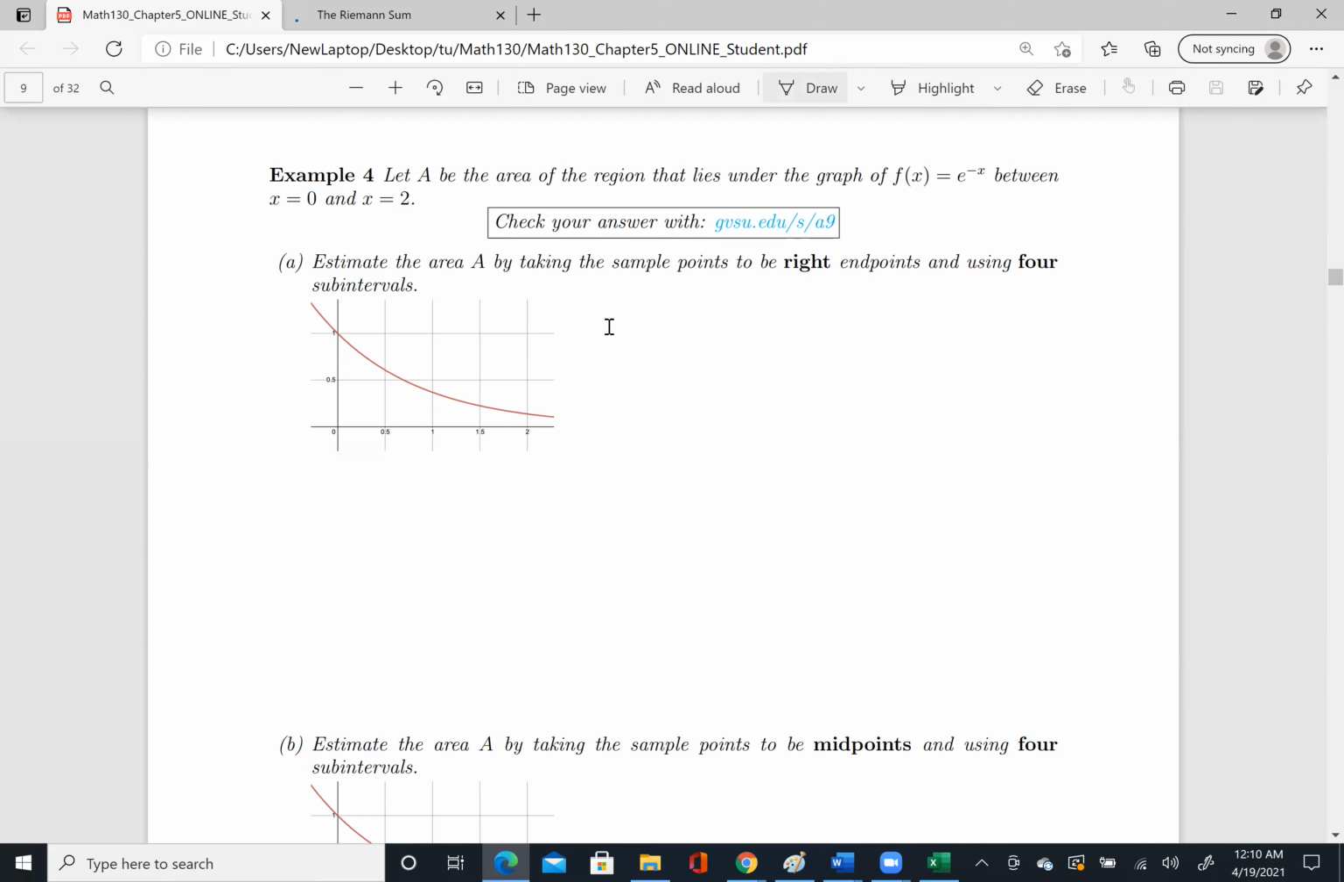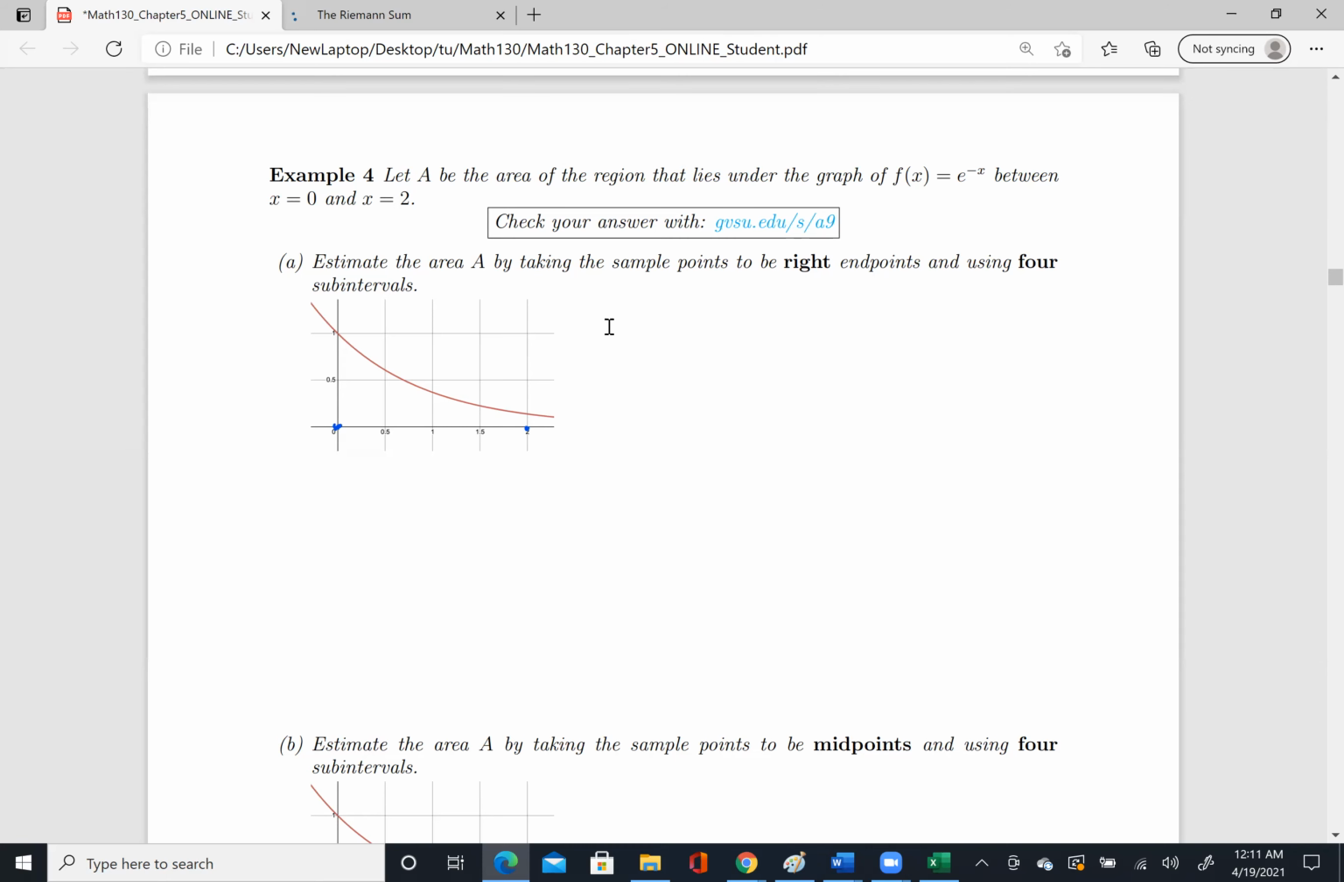From 0 to 2, the graph is split into 4 subintervals. See that? So each interval here is about 1/2, right? You see that? 1/2, 1/2, and 1/2. And if you use the right endpoint, then the first one is 0.5.